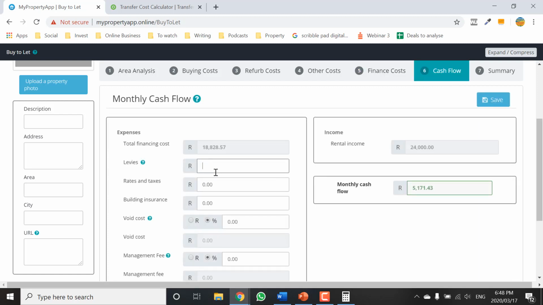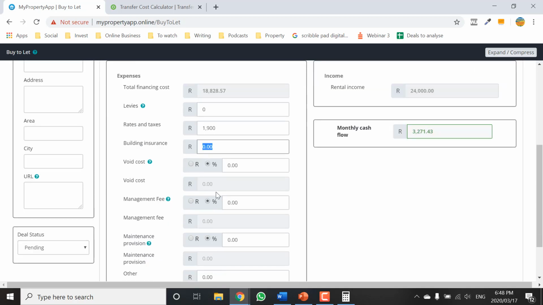Levies. I'm assuming it's a freestanding house, so there won't be any levies. Yeah, freestanding house, no levies. Okay. Rates and taxes. Rates and taxes are 1.9, so they're quite steep. I know, that's very, very high. Insurance. We're probably looking at about 300 for that kind of property.